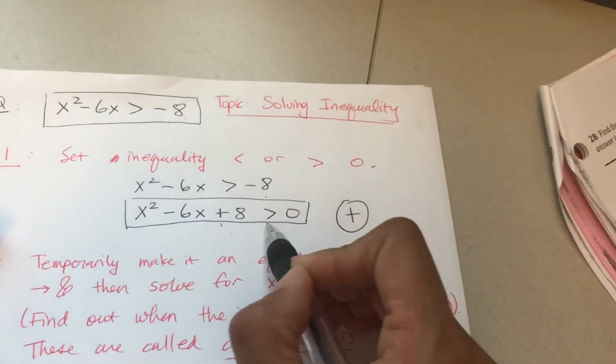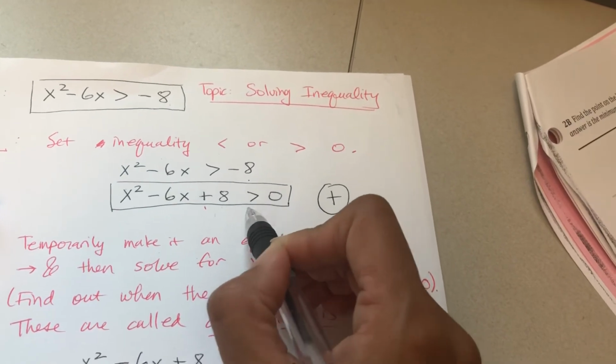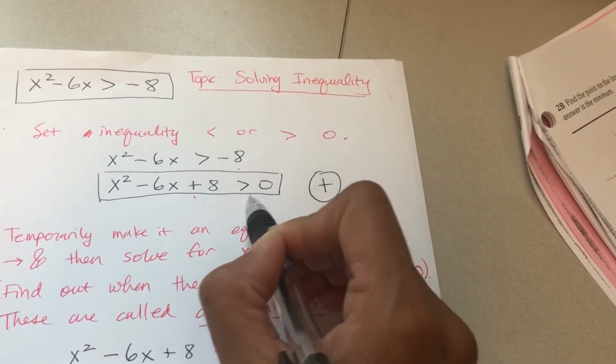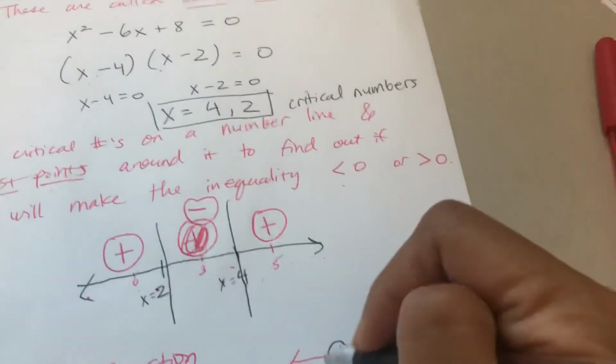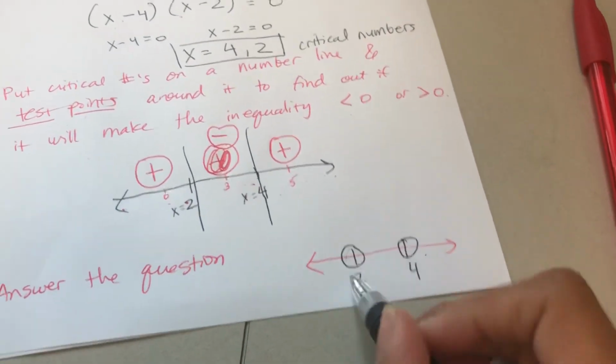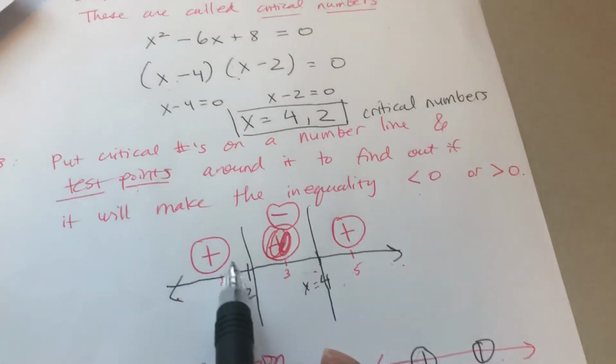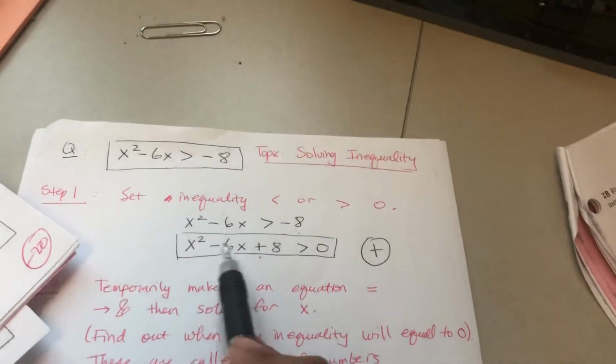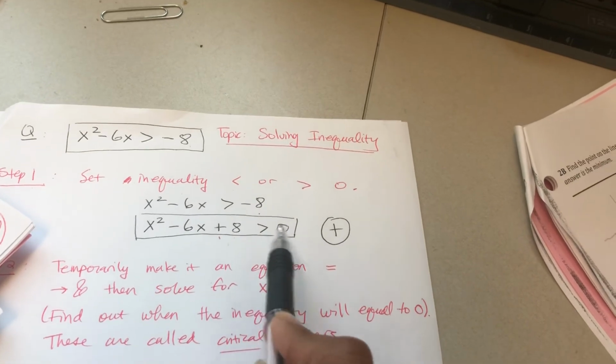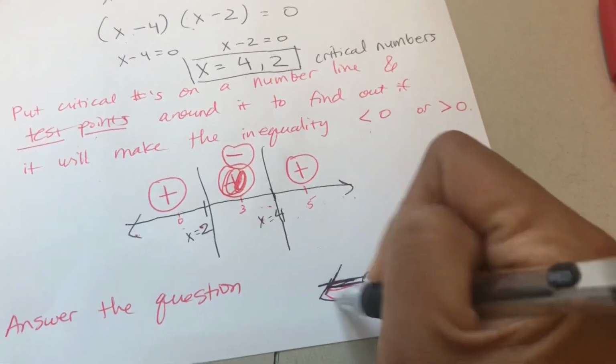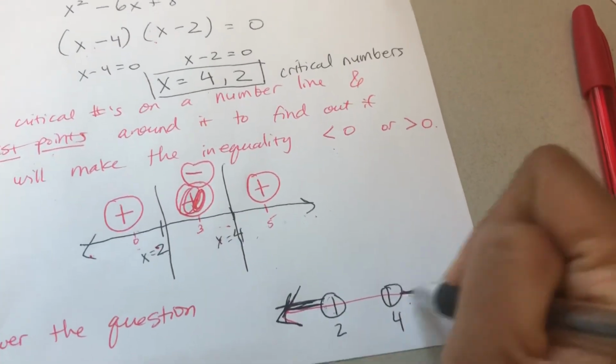There is no equal sign here. It's greater than. There's no greater than or equal to. If there was an equal to, I would put a solid dot. But since it's strictly greater than, I do an open circle to signify that it does not include 2 and 4. And I want all the positive answers because this inequality is greater than 0. In other words, I want all the positive answers. So I draw my arrows here to say this is an answer and this is an answer.